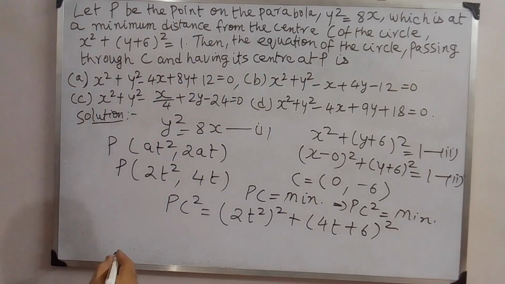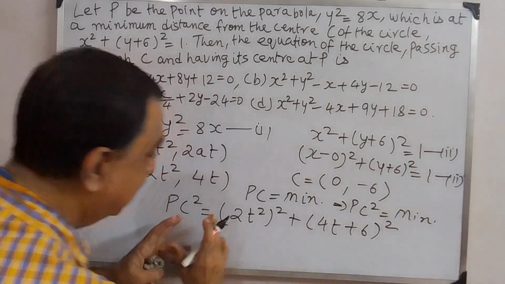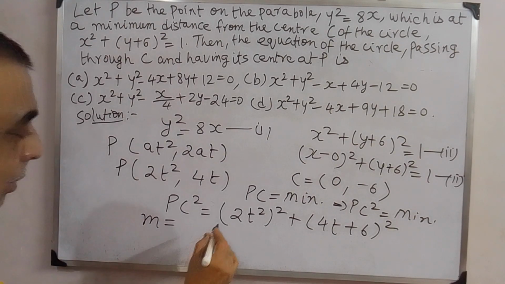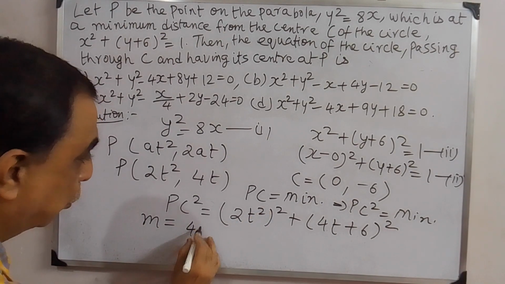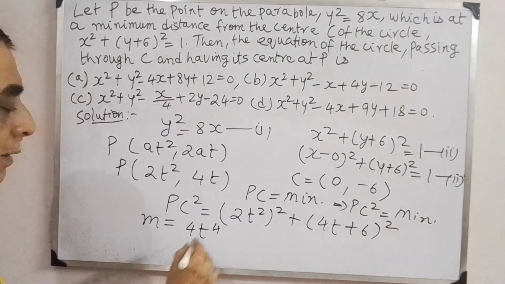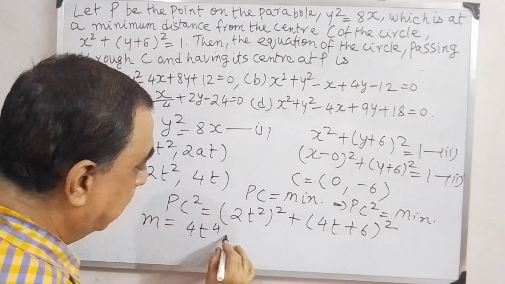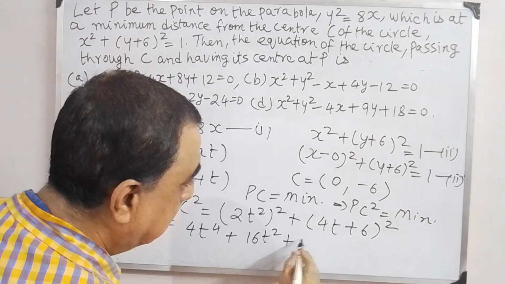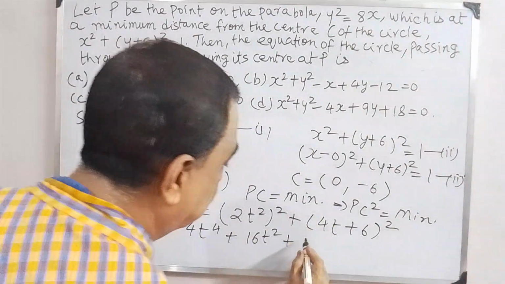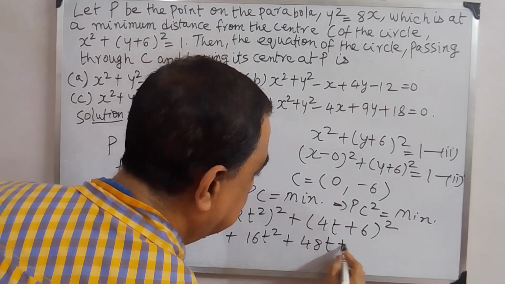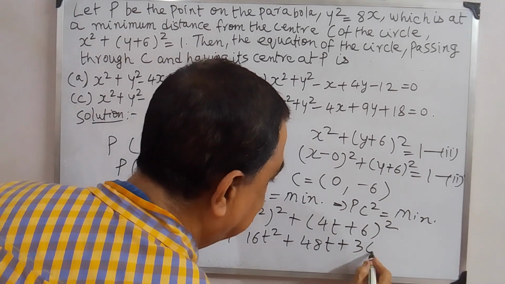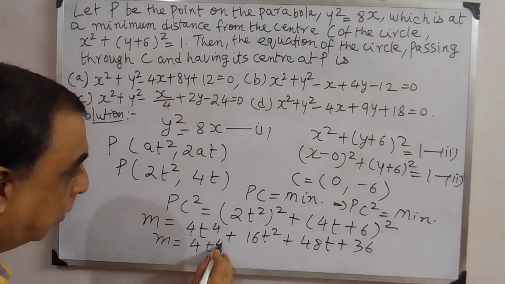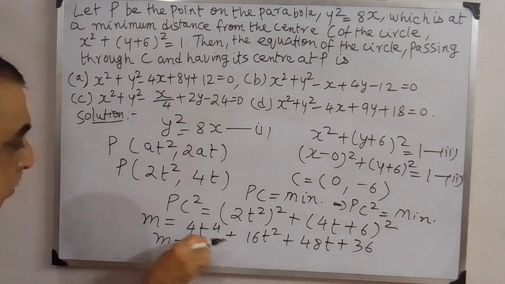Now simplify this. We are representing this value by, suppose, m. So this will become 2 squared, 4, into t to the power 4, plus expand this, so this will become 16t squared plus 4 sixes are 24 into 2, 48t, plus 6 squared, 36. So m will become 4t to the power 4 plus 16t squared plus 48t plus 36. So that is the value of m.